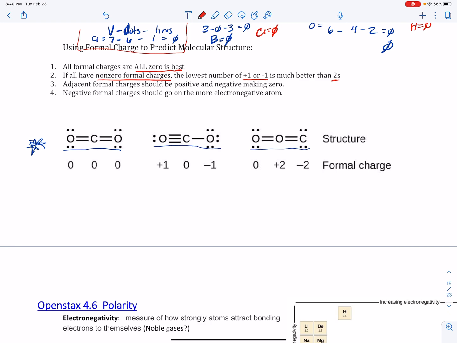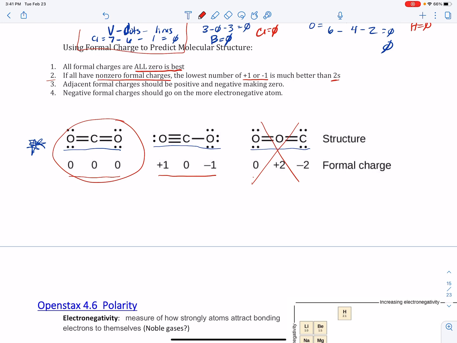So for example, we have all zeros here, so that's the first rule. So that means this is the correct structure. But if we were trying to find the next best structure, the second rule helps us with that. And so the next best structure would be this one, because it has 1s and -1s versus 2s and -2s. This one's a really bad structure.